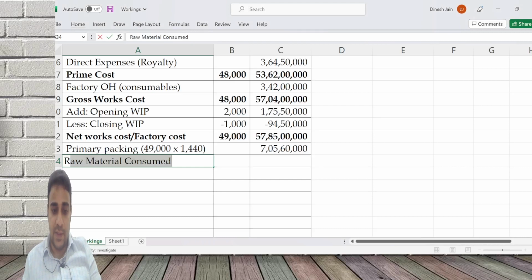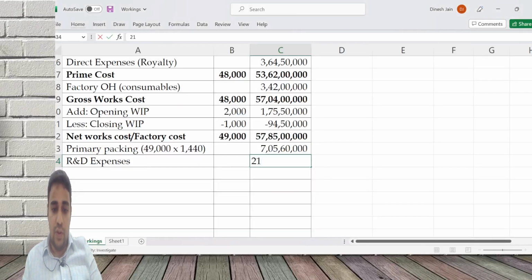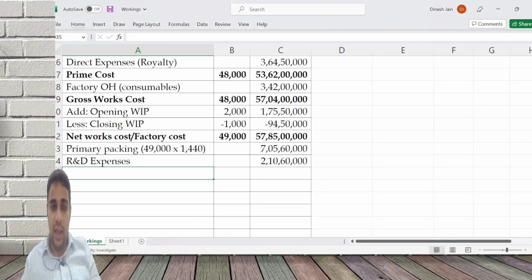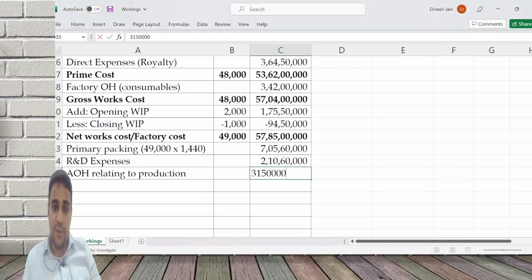R&D expenses: 2 crore 10 lakh 60,000. AOH relating to production: 3 crore 15 lakhs.